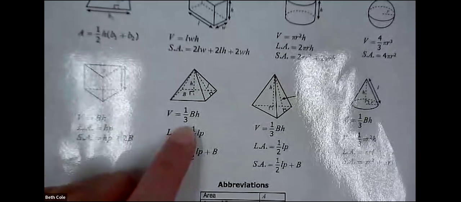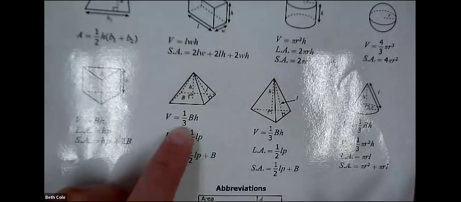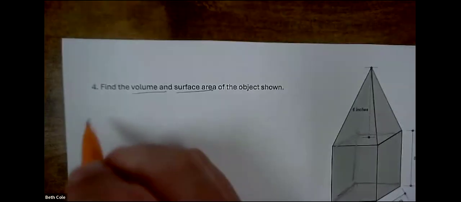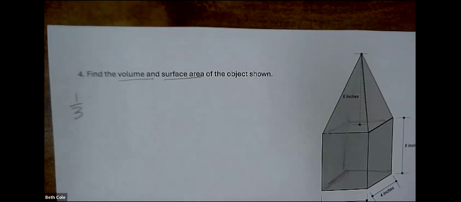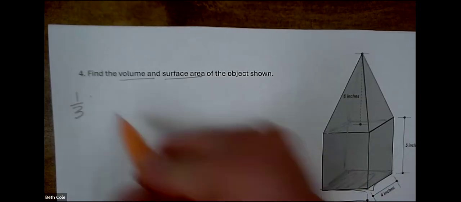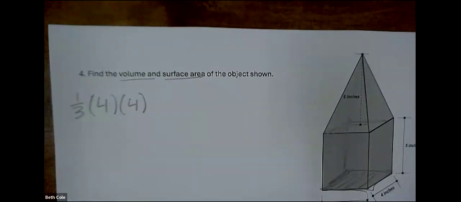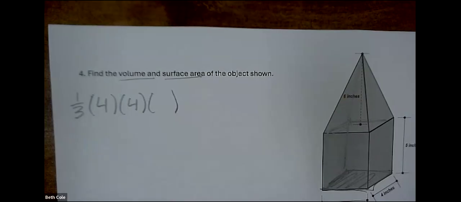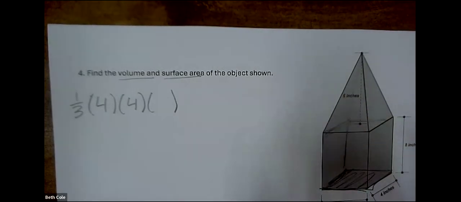I'll show you this one because we didn't do one of these yet today. So we're going to find volume. It is 1/3 capital B, that's the area of the base, times height. All right, so for our volume, 1/3. Now the base is a square. That's going to be length times width. They both happen to be 4, so just 4 times 4. Length times width. And then times the height of the pyramid. So how tall is the pyramid? Did they tell us that number? What is it, 6? Cool.